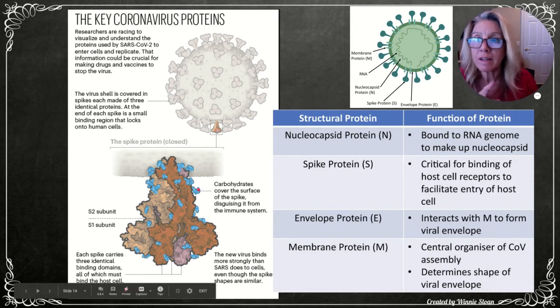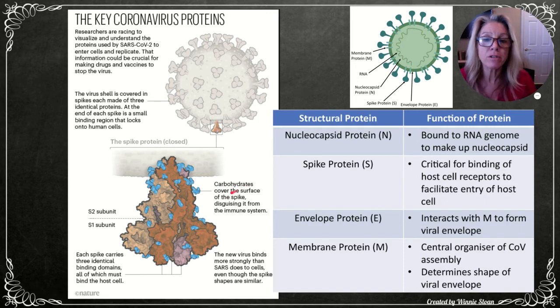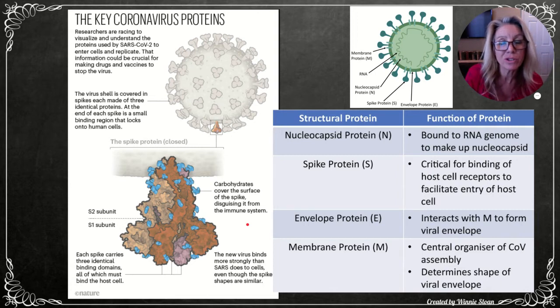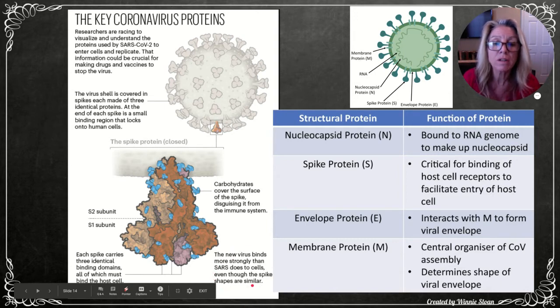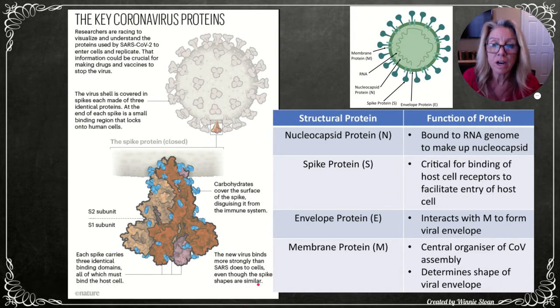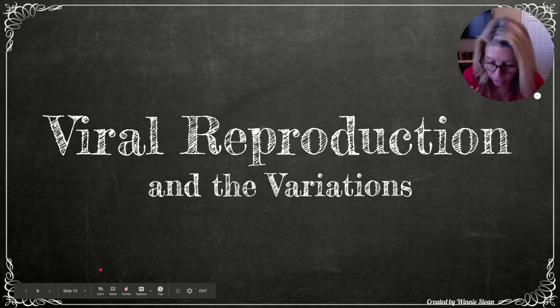And before I go to the next slide, I want to show you one of those blown up that you're seeing right here. Look right here, carbohydrates cover the surface of the spike, disguising it from your immune system. So you think, oh, it's no big deal. But by its ability to do that, it can infect more of our cells before it triggers our immune system, okay? And the new virus binds more strongly than SARS does to cells, even though the spike shapes may be similar. So it has a better match with our receptors. So if we look here, on your notes, I think we got all of that.